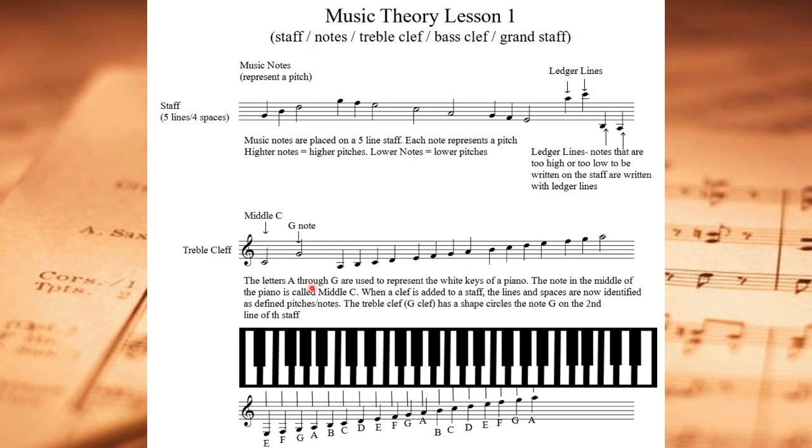The letters A through G are used to represent the white keys. So basically, the alphabet starts on the letter A. There's A, B, C, D, E, F, G, and then it goes back to A.